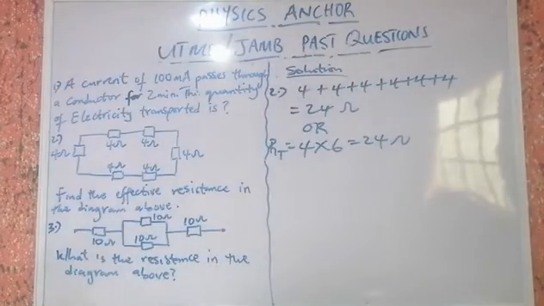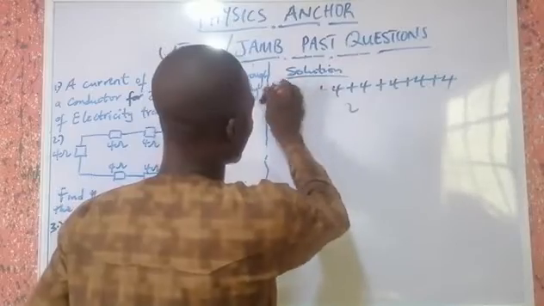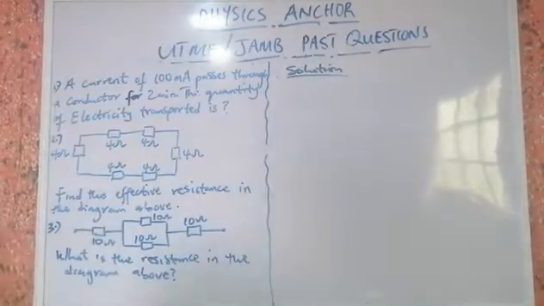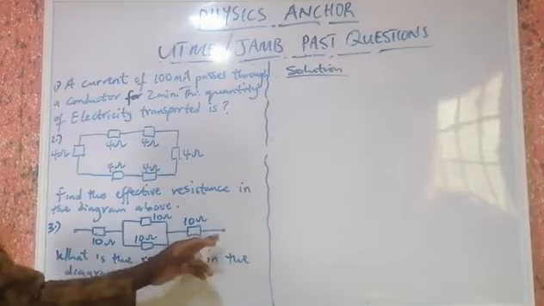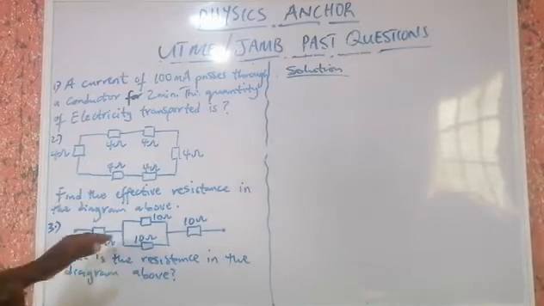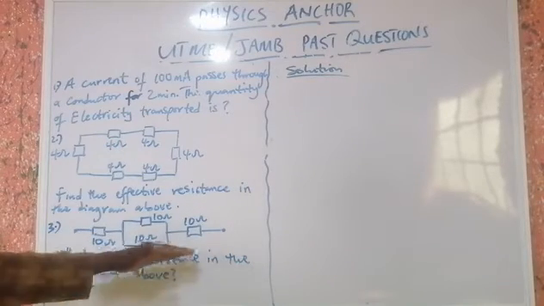Let's get to number 3 that we have here. Question number 3, we have this diagram. So what is the resistance in the diagram above? So they want us to find what? The total resistance in this diagram.